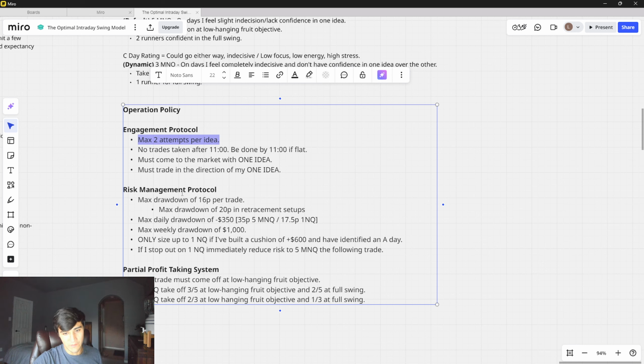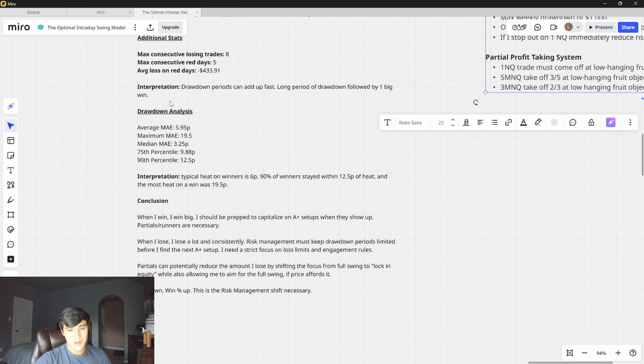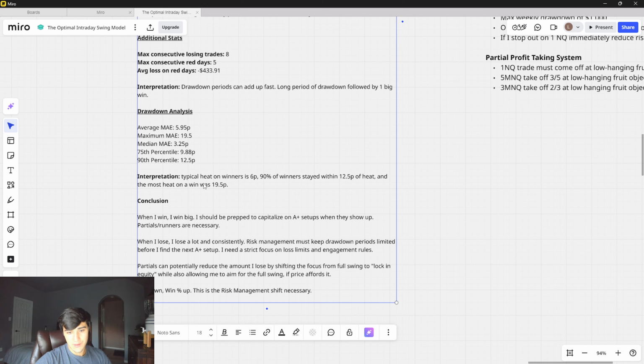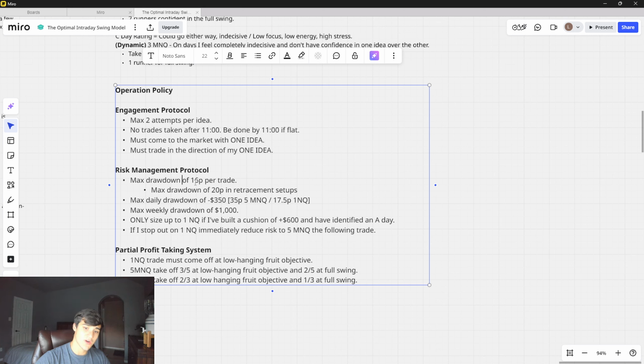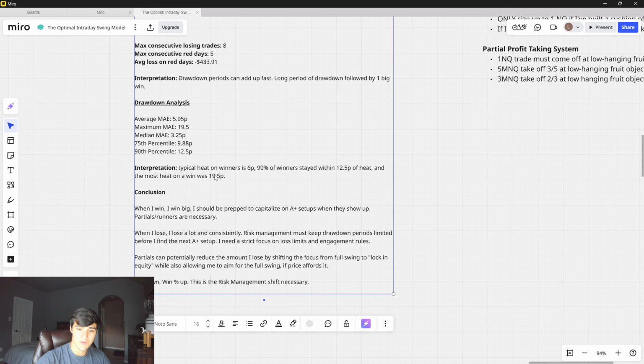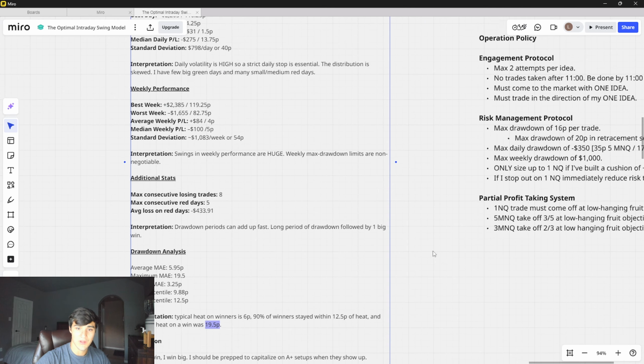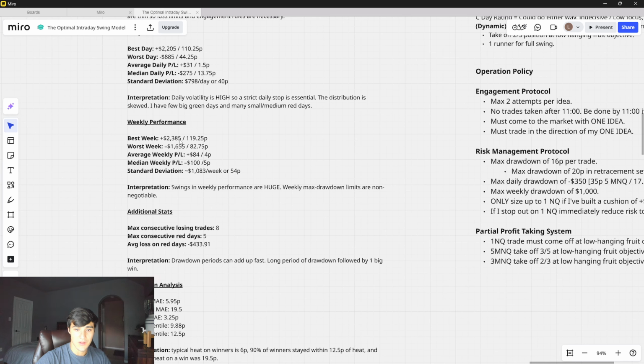Risk management protocol. The max drawdown on the trade is going to be 16 handles. Because if we look at my drawdown analysis, we can see that I only had one trade where the drawdown on it was 19.5 points. 90% of winners stay within 12.5 points of heat. Okay. So with that statistic, my max drawdown is going to be around 16 points per trade. And I made this exception because this was that one setup that yielded me the biggest winning trade, right?